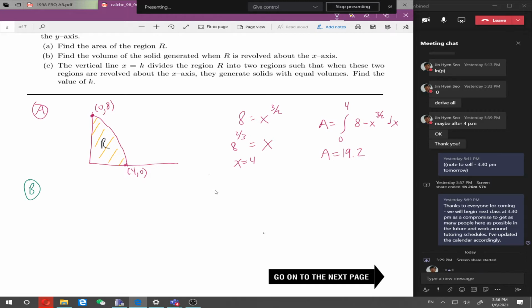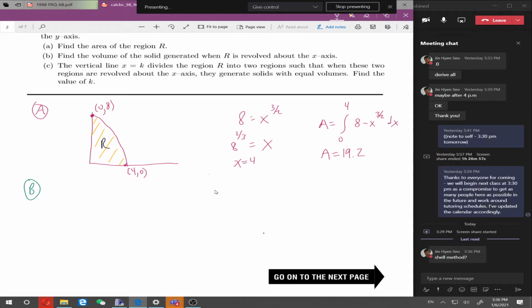Okay, so shell method normally we'd use to revolve around a vertical line. The x-axis is a horizontal line, so in this case, I think we would use the disk method instead. Let me draw out what this looks like. So this is something like this, if this is our region R.